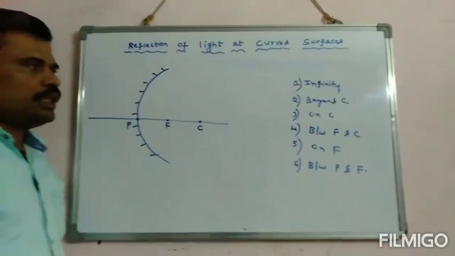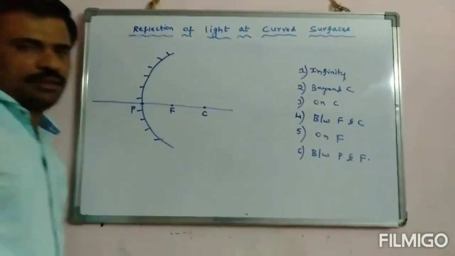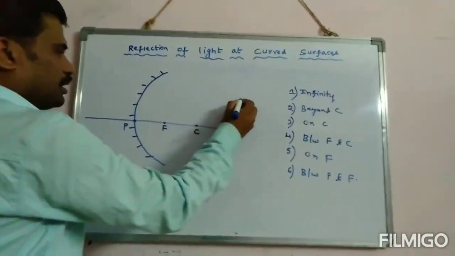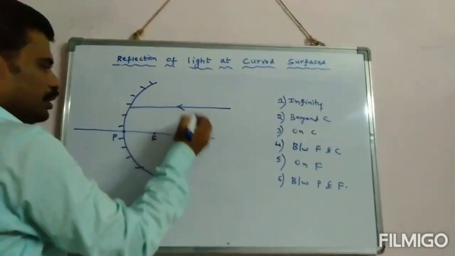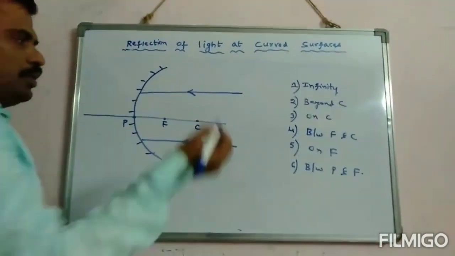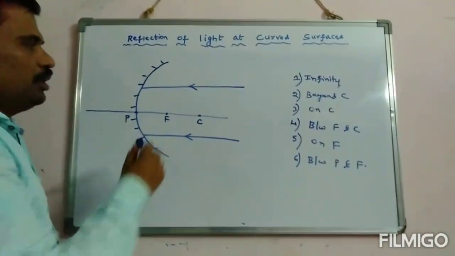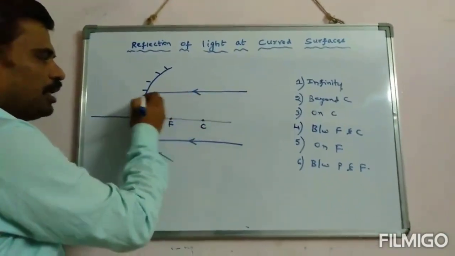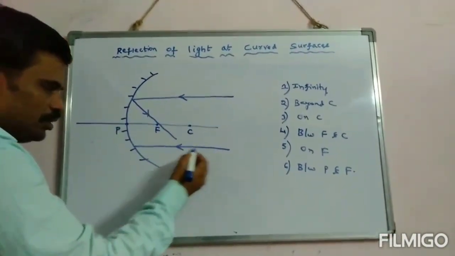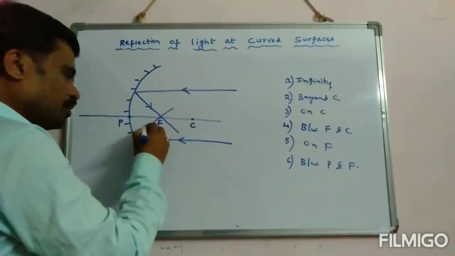What is the first position? The first position is infinity. If the object is at infinity, then the rays will come parallel to the principal axis. We should take the rays parallel to the principal axis. Yesterday we have seen the rule: if any ray comes parallel to the principal axis, then it passes through the focus. Here also the ray is coming parallel to the principal axis, so after reflection it passes through the focus.